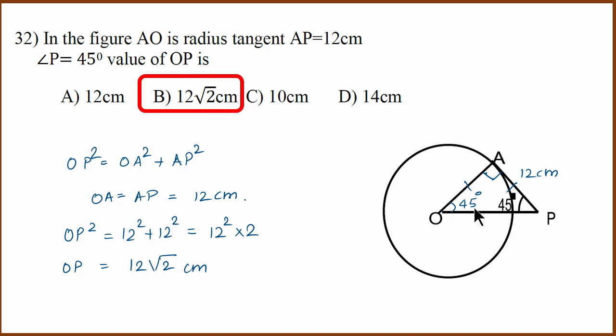So in this we used that the sum of internal angles is 180 degrees. We used that angles opposite to equal sides are equal in an isosceles triangle. Then we used the Pythagoras theorem. Then we used the fact that when you draw a tangent, the angle between the radius and the tangent will be 90 degrees. So we have used quite a lot of concepts in this question.